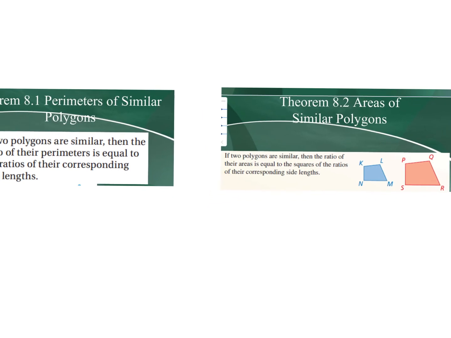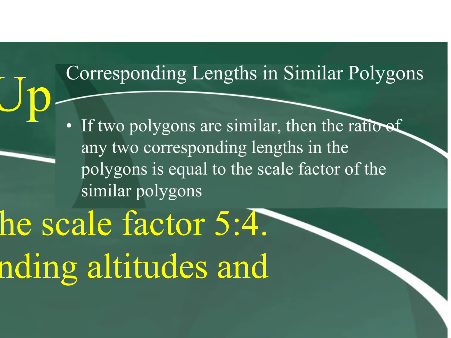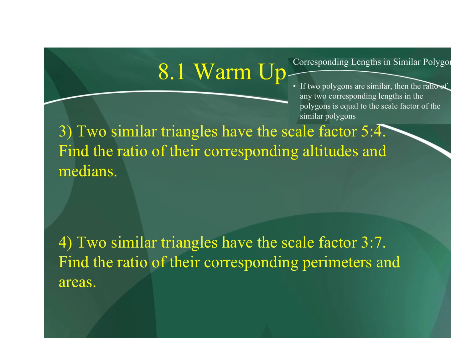To answer number 3, I put the screenshot right here. And just remember that if 2 polygons are similar, the ratio of any 2 corresponding side lengths or parts of the triangle are going to be equal to the scale factor. These were in the notes from yesterday. I just took screenshots. I added this after the fact just to help you understand where I'm getting my answers from.